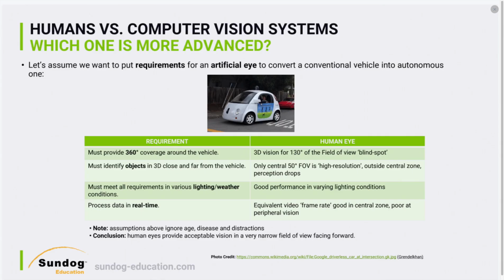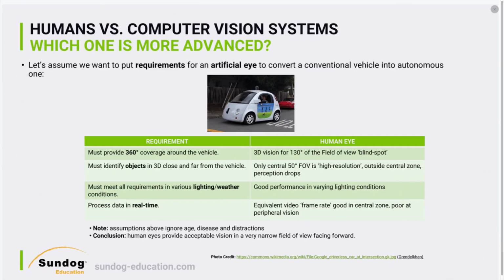One of the major requirements that we want to put on our artificial eye for self-driving cars is that all these requirements have to be met in good lighting and bad lighting, in good weather, sunny weather, and during a snowstorm, for example. Actually, the human eye is pretty good when it comes to this. We can adjust to different lighting conditions, and in general it has good performance in varying light conditions and varying weather and so on.